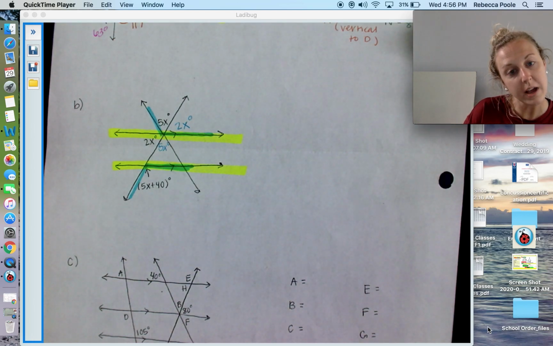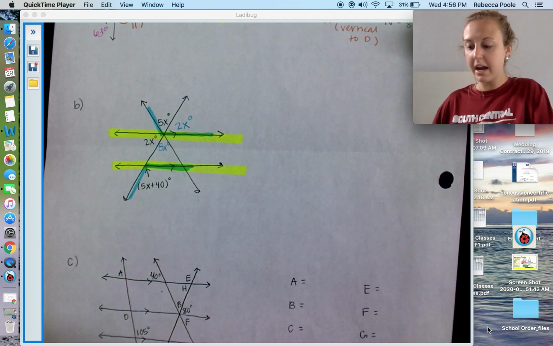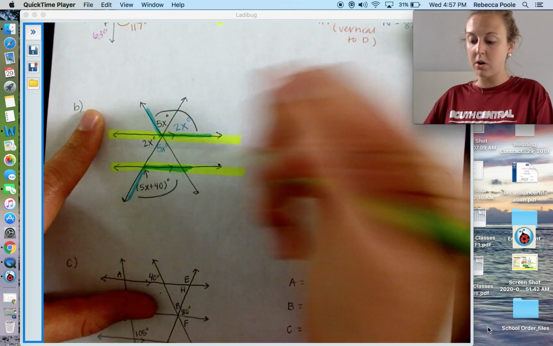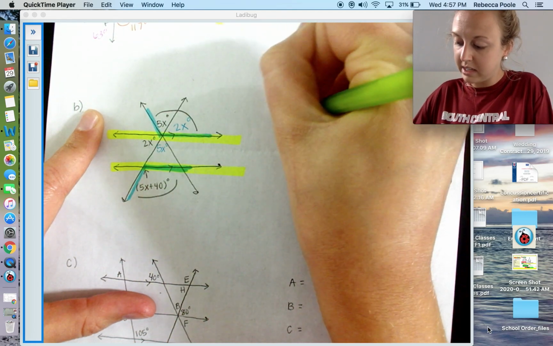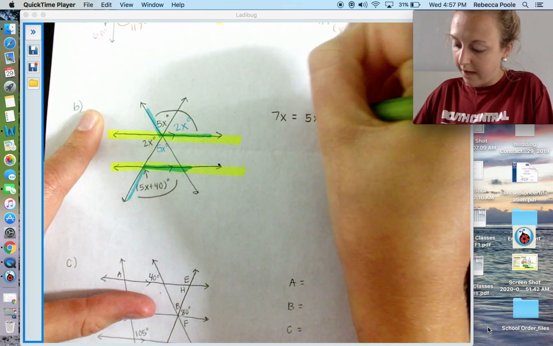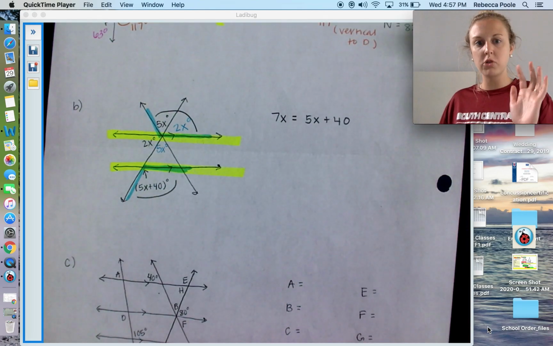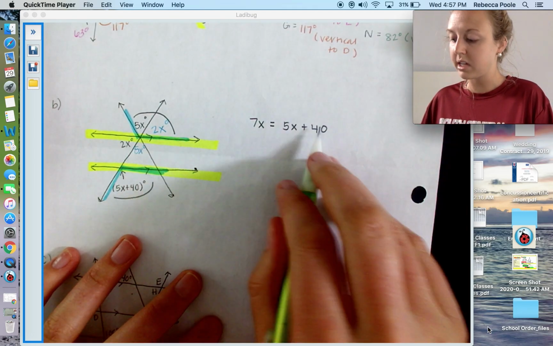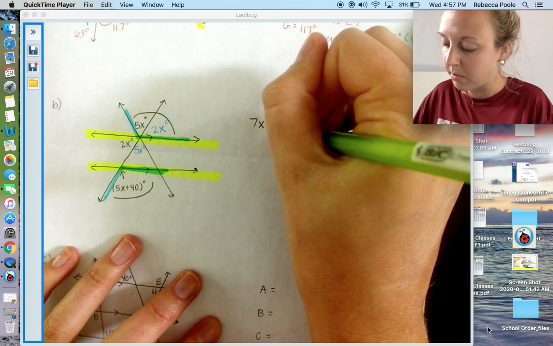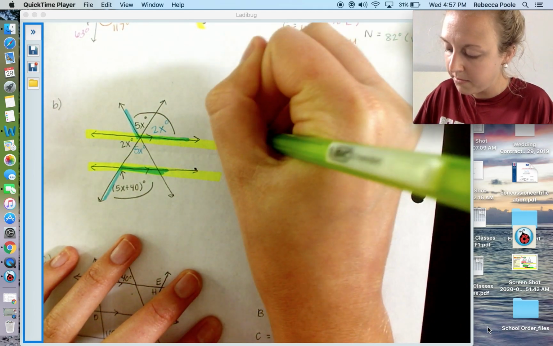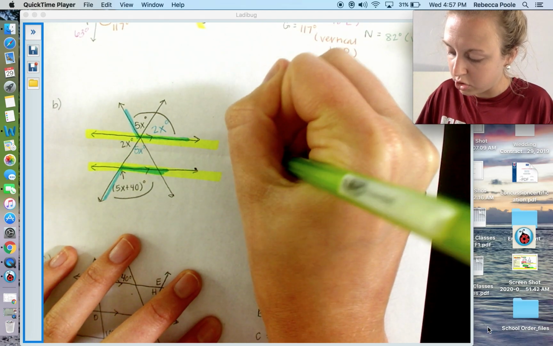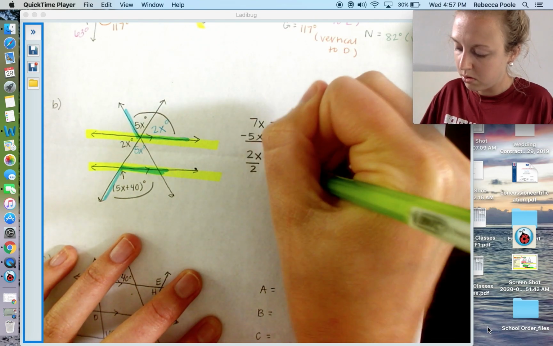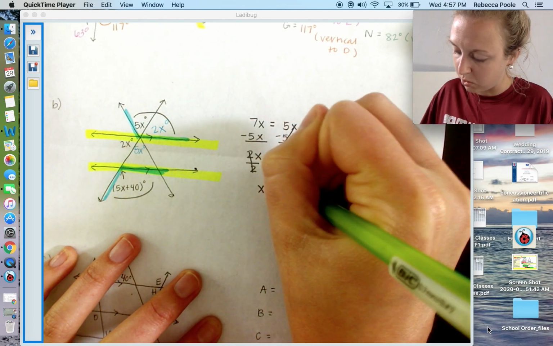Making sure we can do it this way. I might have just messed up. Let's try it. Why not? So these two put together should be congruent to this one. Let's try it. That would be 7x equals 5x plus 40. I hope I mess up just so I can show y'all that it's okay because these can get tricky. All right. Alternate exterior are equal. That's good. So we're going to solve for x. So I'm going to move this 5x over. So that would be 2x equals 40. And then divide by 2. So we get that x equals 20.